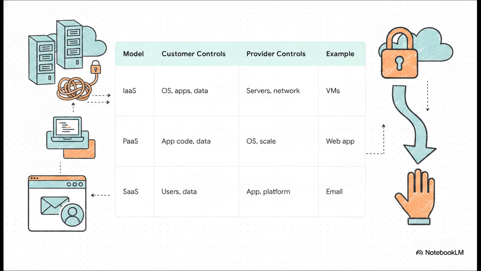Finally, we have SaaS, or Software as a Service. The provider handles everything: the infrastructure, the platform, the application itself. All you really control are your user accounts and data settings. Think of your webmail or an online CRM. Notice how the balance of control heavily shifts from the provider over to the customer as you move from IaaS to PaaS and then to SaaS.